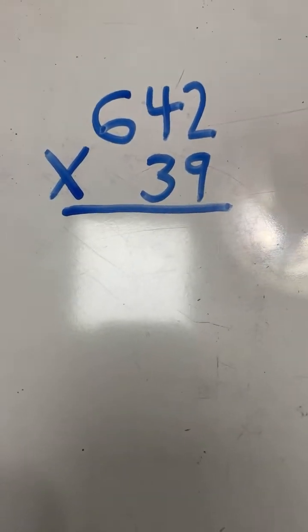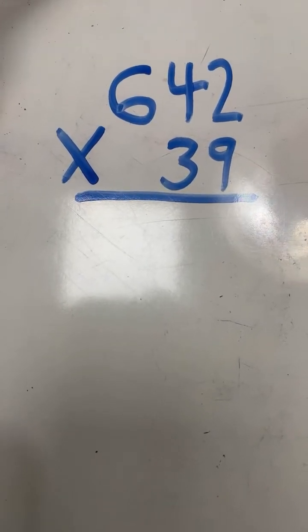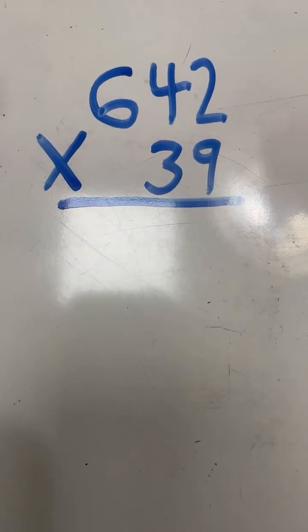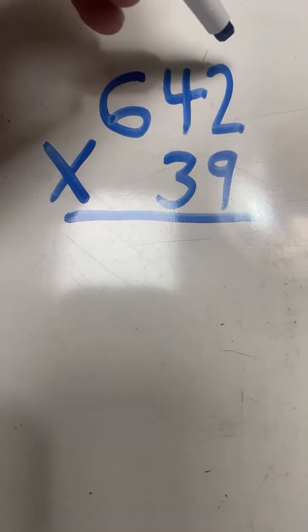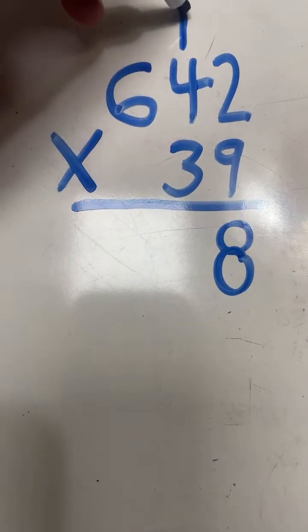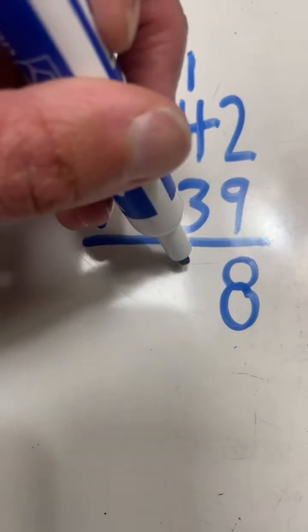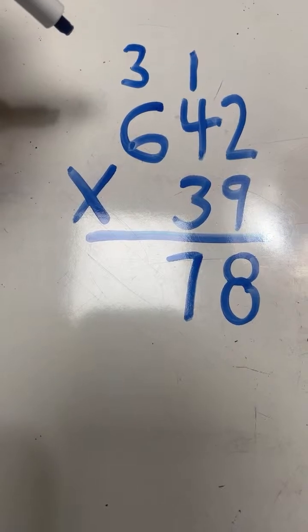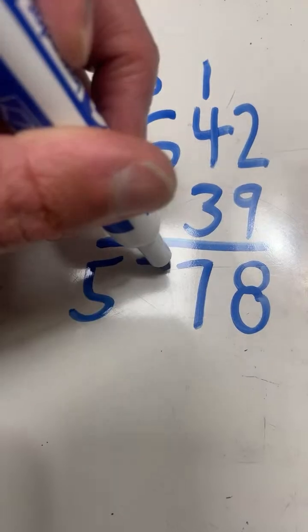All right, next example, we have 642 times 39. So we start in the ones place. 2 times 9 equals 18. 8, carry the 1. 4 times 9 equals 36, plus 1 equals 37. 7, carry the 3. 6 times 9 equals 54, plus 3 equals 57.